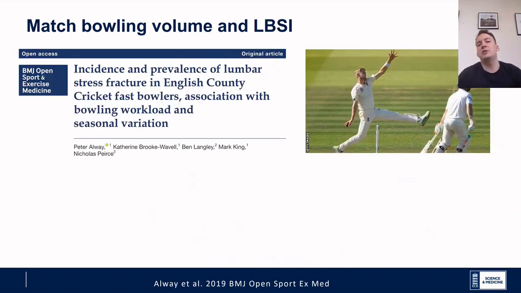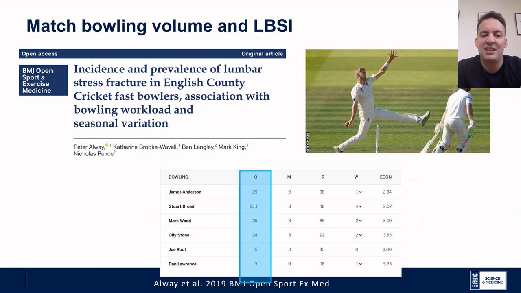So the first thing which we wanted to look at from this was match bowling volume, and what we did was we looked at a 7-year period of first and second 11 county cricket, and we looked at every scorecard of these games collectively. And what we did in this is we took 57 players who got stress fractures, and then we matched them with 57 players who didn't get stress fractures in this time period, and we matched them for age, bowling hand, and career workloads.